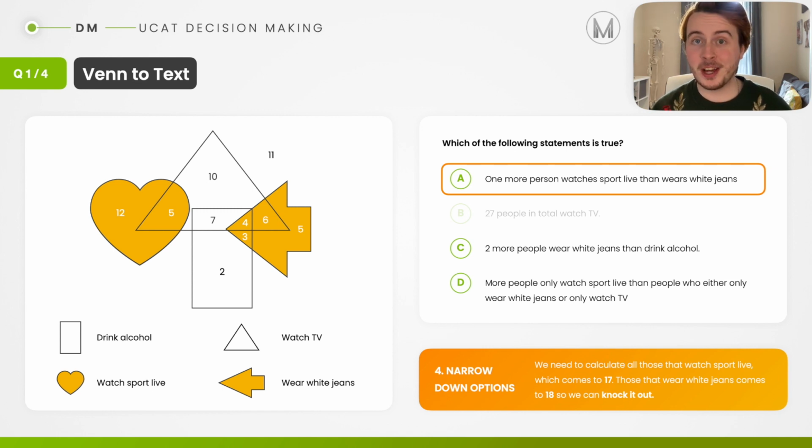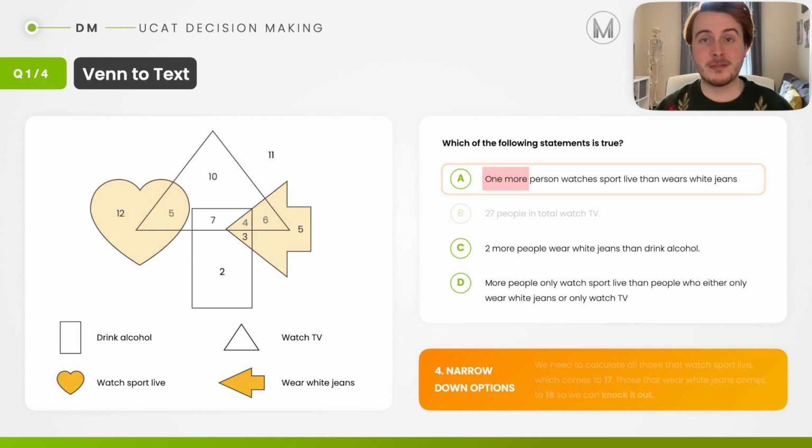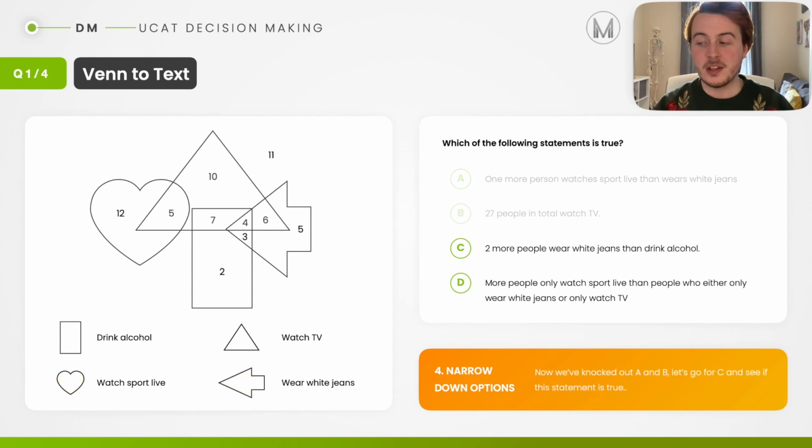But make sure not to get caught out here. What way round is that difference? 1 less person watches sport live than wears white jeans, which is absolutely not what this statement says. It'd be very, very easy to get caught off guard with this one. So make sure you fully read the statement, and if you do, we know that this one has to be false as well.